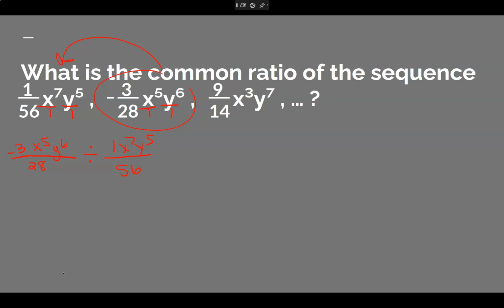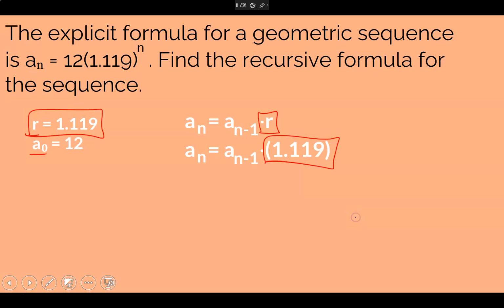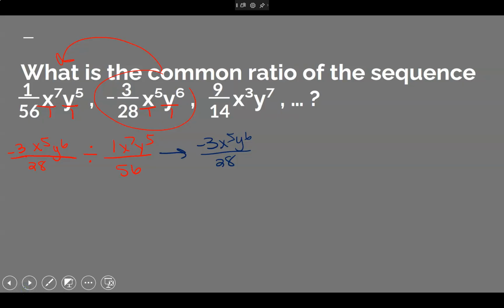So now we do our keep, change, flip. So from here, we're going to keep my first term. So negative 3, x to the 5th, y to the 6th over 28. And now I'm going to change it to multiplying. And we're going to flip my second term to be 56 over x to the 7th, y to the 5th. It can be there. It doesn't have to be there. It's totally up to you.